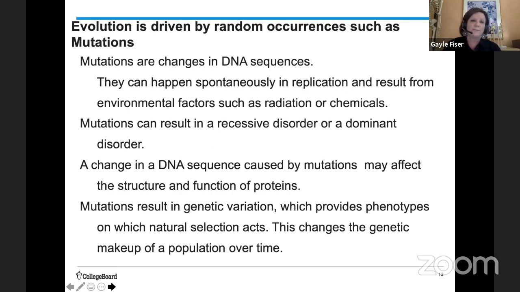The first occurrence that we're going to talk about is mutations. Mutations are changes in DNA sequences. They can happen spontaneously in replication and result from environmental factors such as radiation or chemicals. Mutations can result in a recessive disorder or a dominant disorder. A change in a DNA sequence caused by mutations may affect the structure and function of proteins. Mutations result in genetic variation, which provides phenotypes on which natural selection acts. This changes the genetic makeup of a population over time.